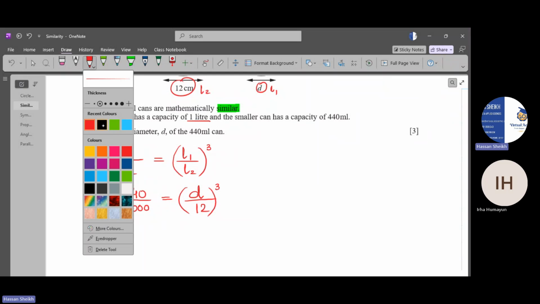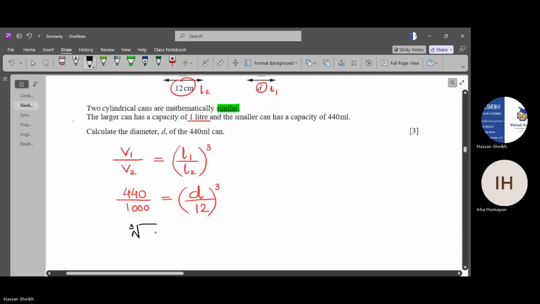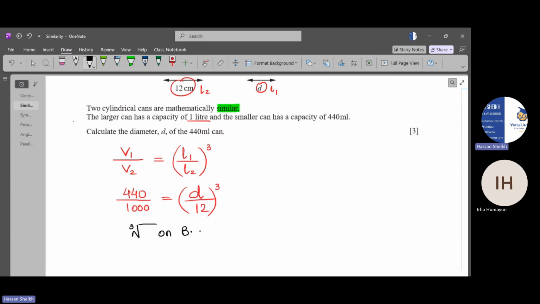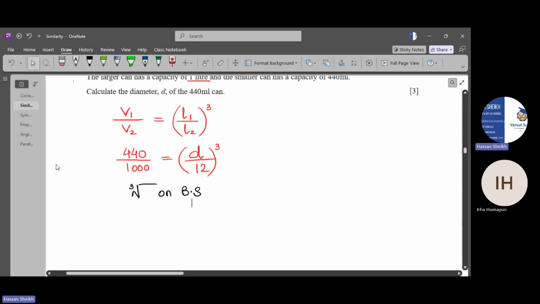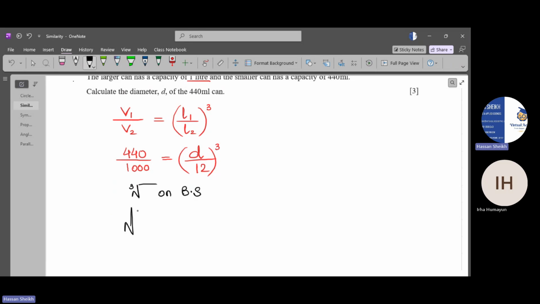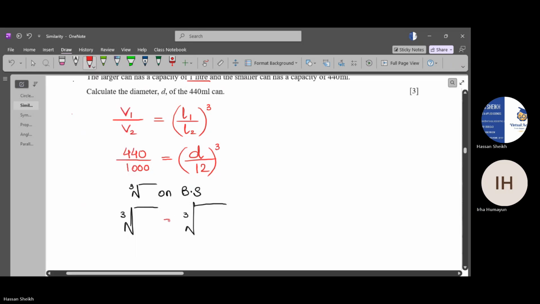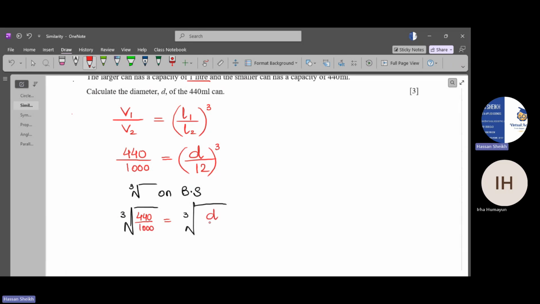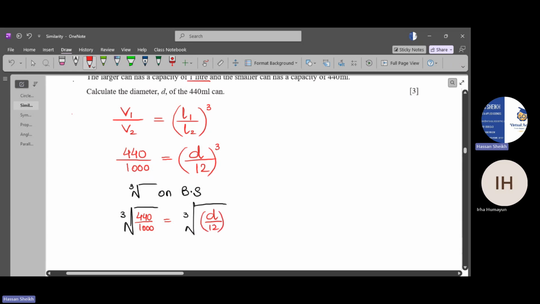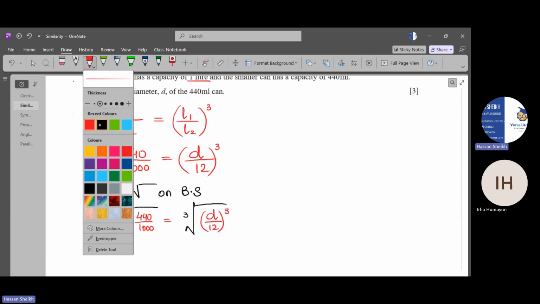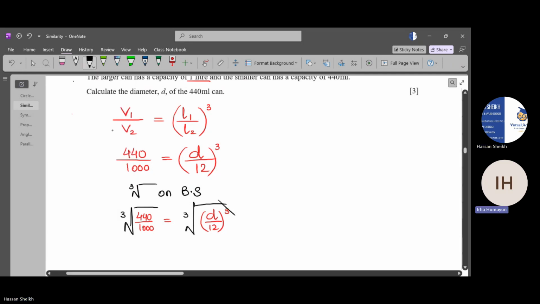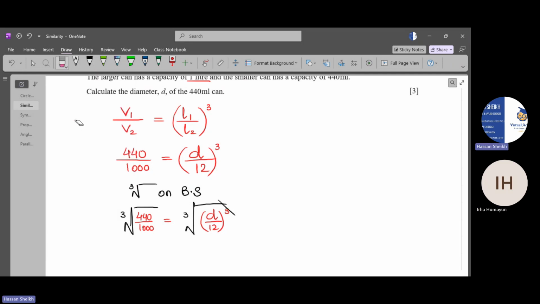Now I'm taking the cube root on both sides. You can't apply the cube root on one side because this is an equation, so you have to do it on both sides. So the cube root of 440 divided by 1000 equals the cube root of D over 12 cube. Do you understand that this cube will be cancelled with the cube root? Yes, sir. And we'll get the simple D.